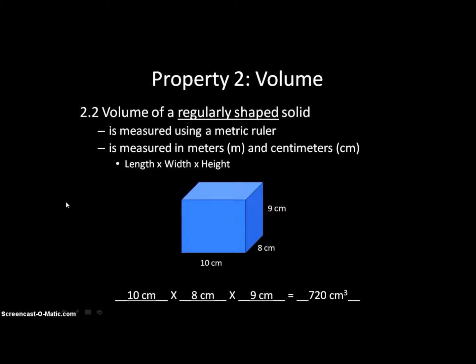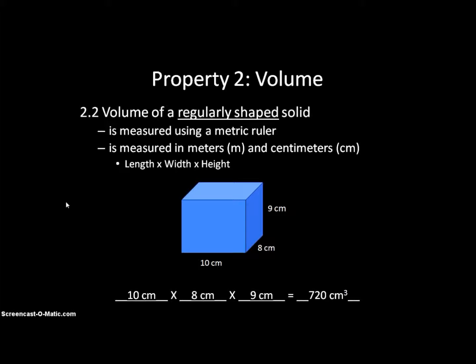Alright, now that we know how to get the volume of a liquid, we're going to look at how to measure the volume of solids. The first type of solid that we're going to look at is a regularly shaped solid. And this is a solid with flat sides that you can measure using a metric ruler. And what you'll do is measure the length, the width, and the height of these objects and multiply them together. The units that we use are meters and centimeters.